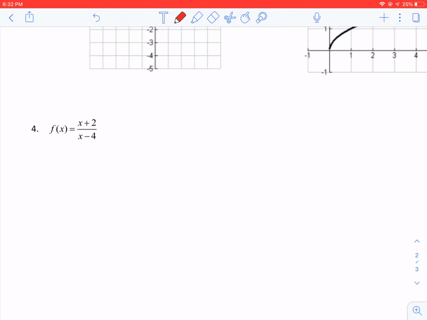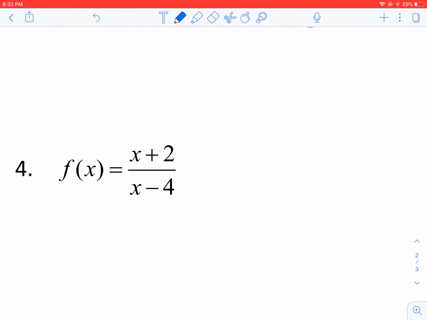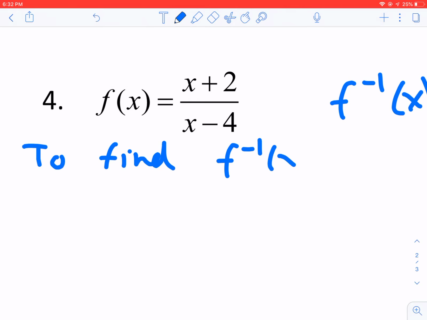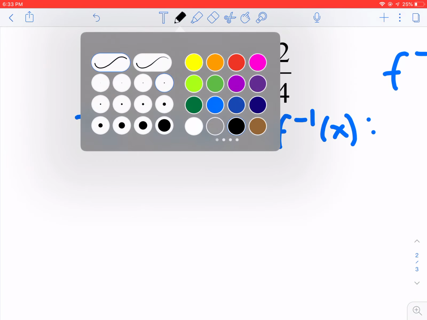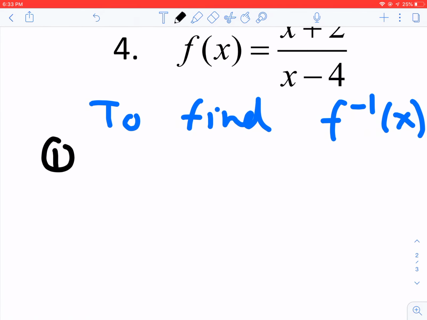Alright, so number 4, f of x is equal to this. I probably should have written some instructions here. And so the instructions are, what's the inverse function equal to? So I want to write down some steps to find the inverse function. Here's what we do. So it's exactly what we did before. We're just writing down the directions or the steps for this.